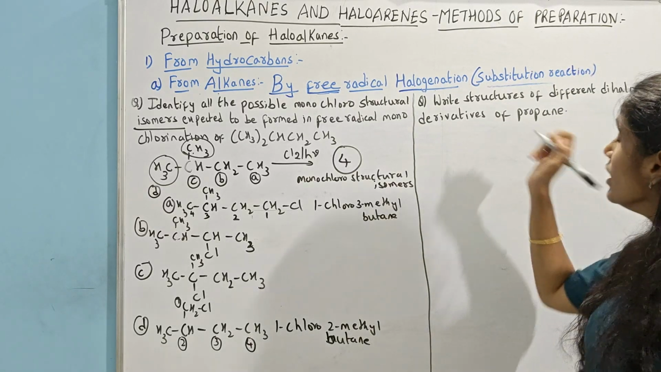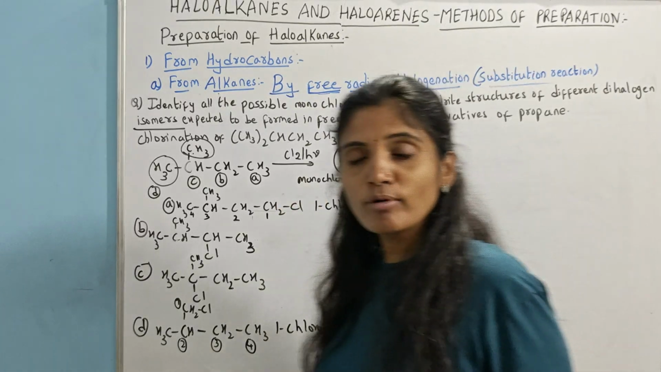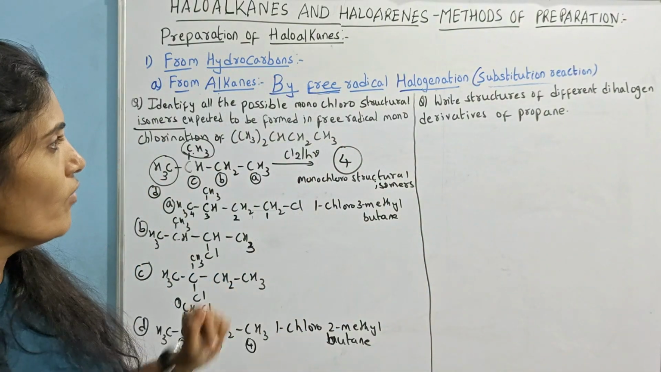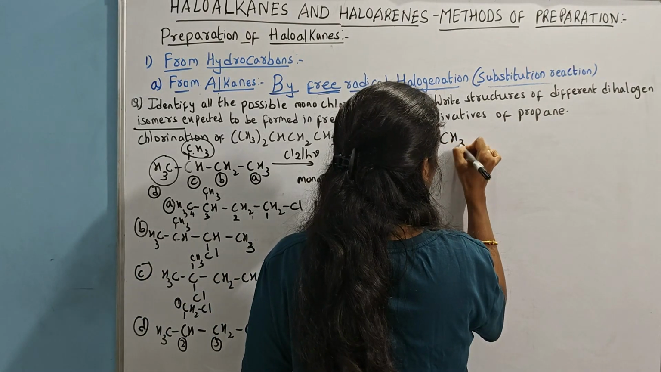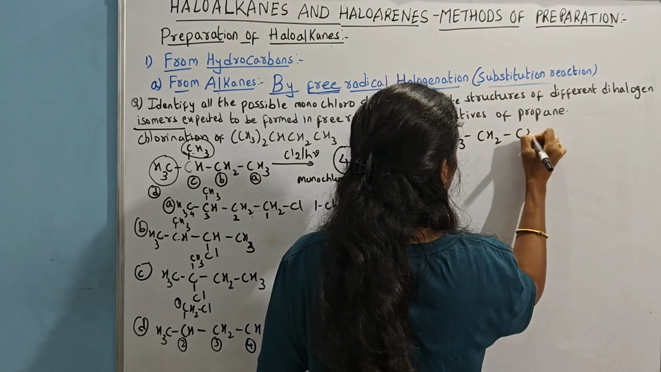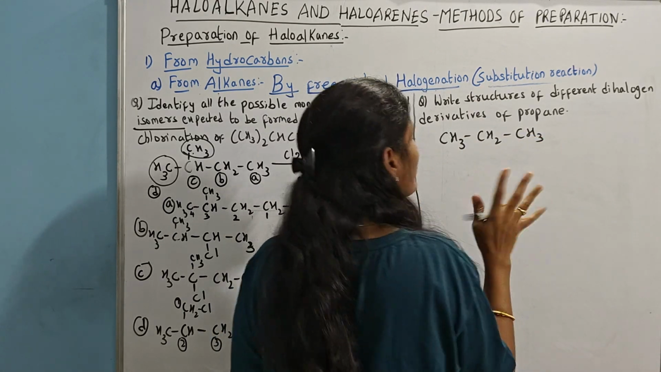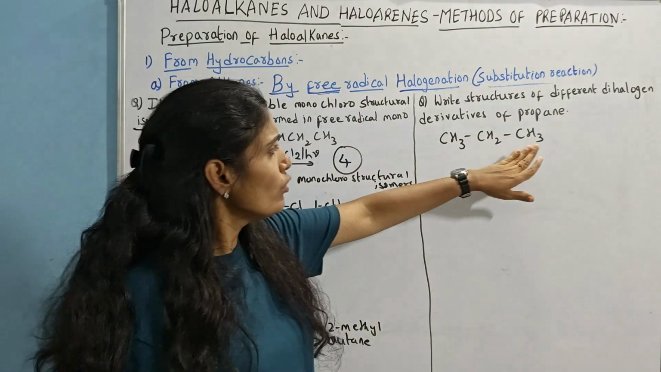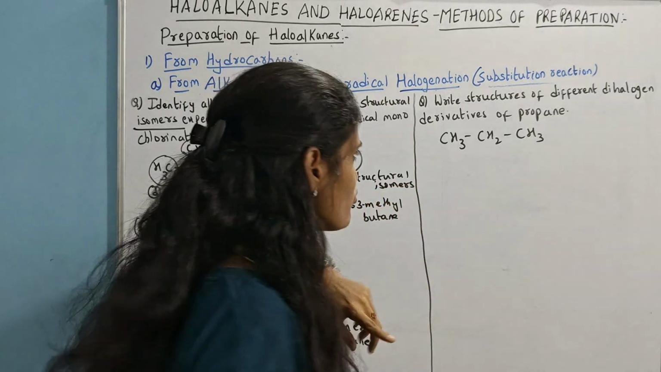If you see this question, write structures of different dihalogen derivatives of propane. Here we were talking about the monohalogen derivatives. Now we are talking about the dihalogen derivatives of propane. Now if you see propane here, CH3, CH2, CH3, I have to do dihalogenation. So I will take 2 carbons and do the substitution here.